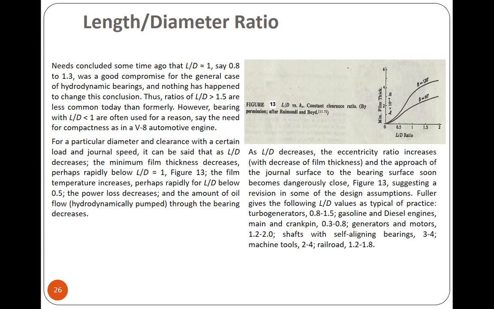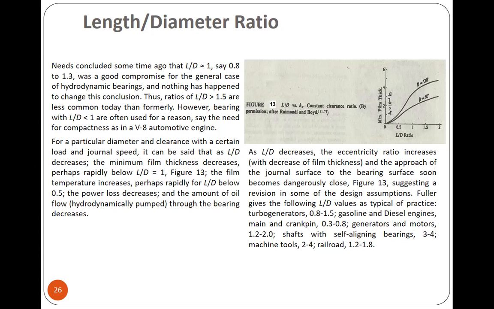So the film temperature increases, perhaps rapidly, for L over D below 0.5. The power loss decreases, and the amount of oil flow hydrodynamically pumped through the bearing decreases. As L over D decreases, the eccentricity ratio increases with decrease of film thickness, and the approach of the journal surface to the bearing surface soon becomes dangerously close. Figure 13 suggests a revision in some of the design assumptions.